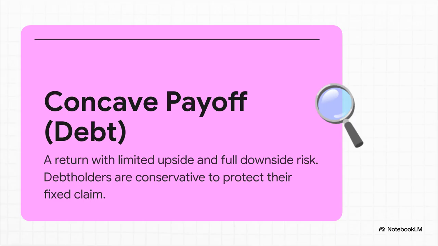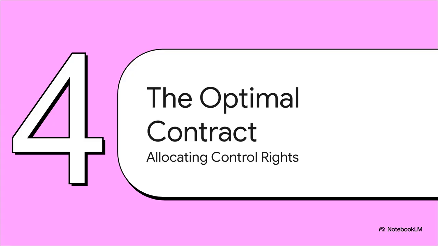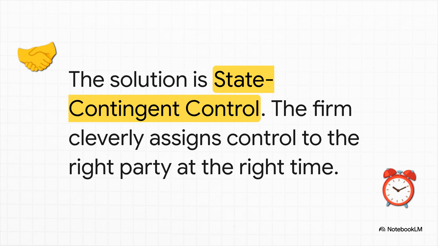So the firm has these two types of investors with completely different personalities: a risk-loving soft cop and a risk-averse tough cop. How does the optimal contract actually use them to keep the manager in line? And the solution is, well, elegant. You don't give control to just one of them all the time. Instead, the optimal financial structure is a brilliant contract that literally passes the baton of control based on the firm's performance. It puts the right cop on the beat at exactly the right moment.